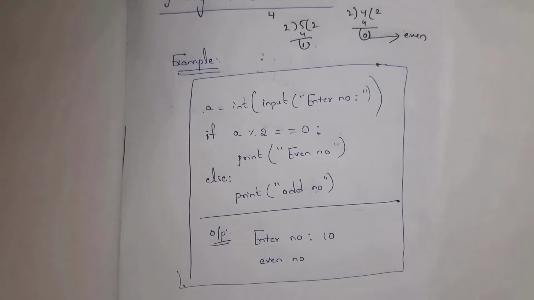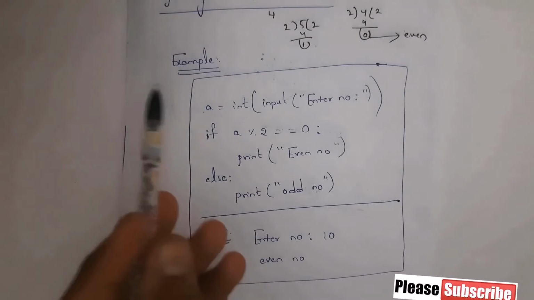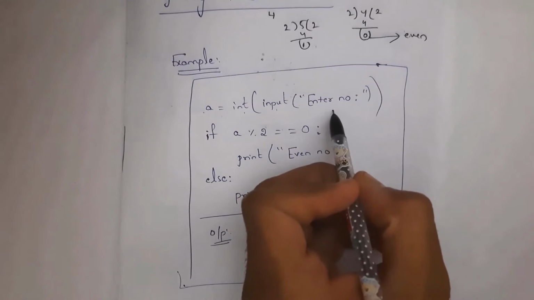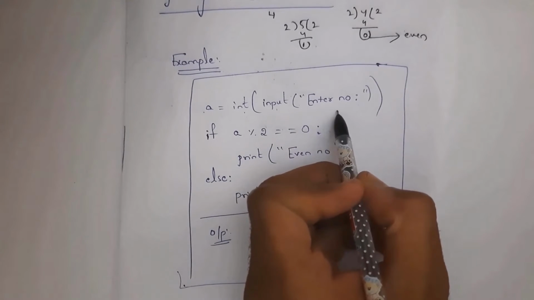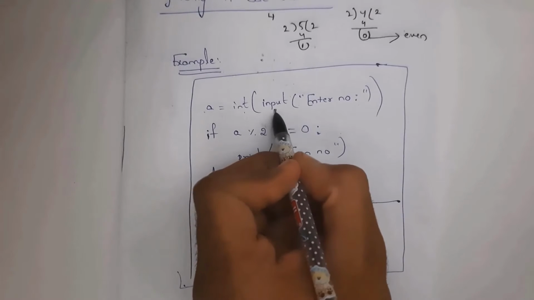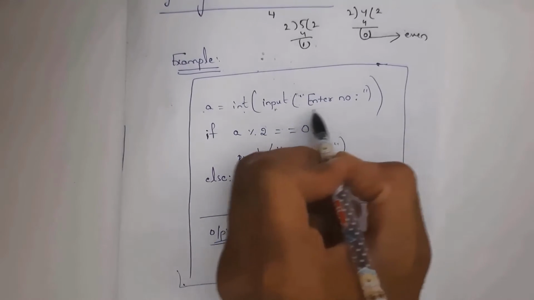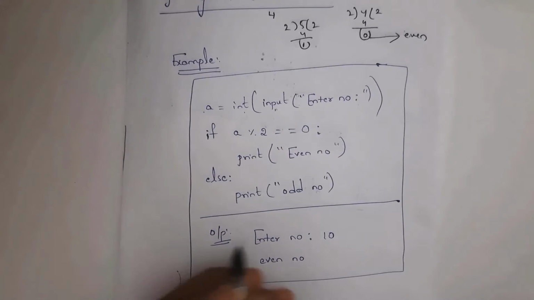This is a Python program to check whether a number is even or odd by using an if else statement. At first I wrote a equal to int input of enter number. Here I want to give input after executing the program. So for that purpose I took the input function, and inside the input function I wrote the text, that is enter number. Whenever I execute this code, I will get the output, that is enter number.